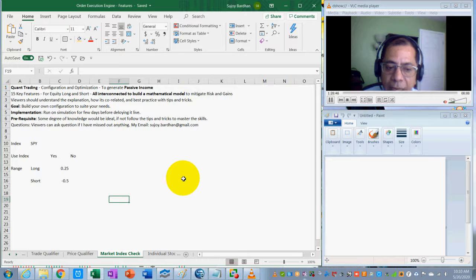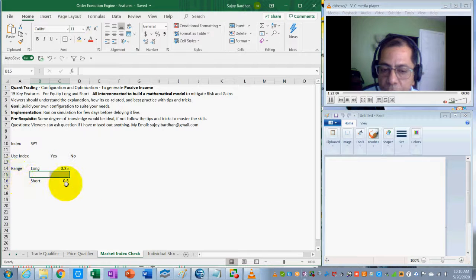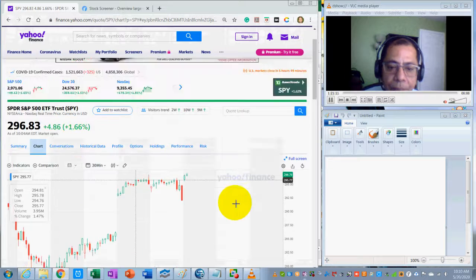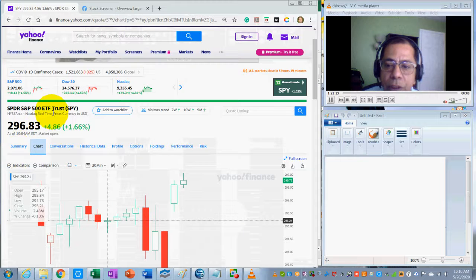But as it goes north, you are telling the algorithm that, okay, I want to look into the market conditions only if it is over 0.25%. Or you're telling the algorithm that I will look for shorts only if it is going below minus 0.5%. So if I bring you back to a chart here, you see I have plotted the chart which is SPY, which is the S&P 500.